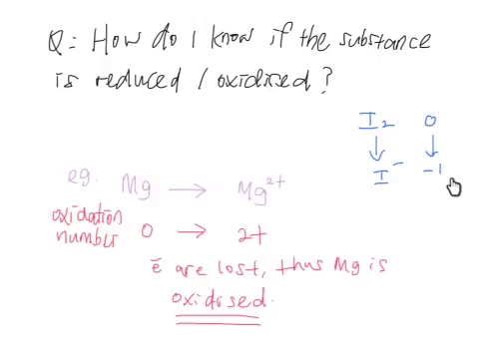Because there was the negative charge here. Back to our magnesium example, because it was moving from 0 to 2 plus, we can conclude that magnesium has been oxidized because it loses electrons. And remember, magnesium is oxidized and it is actually known as the reducing agent because it reduces its opposite party.